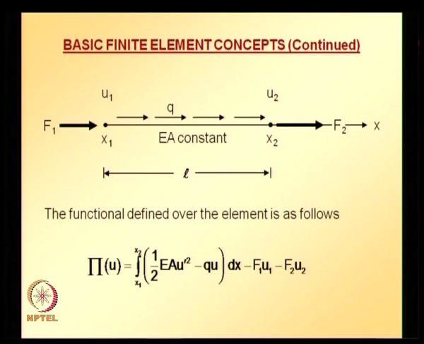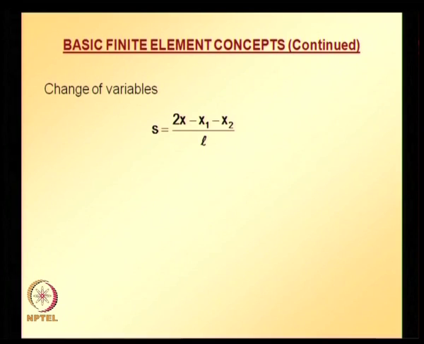So now, applying those things, you get the relation between the s coordinate system and the x coordinate system. Once again, the s coordinate system is defined in such a way that s equal to minus 1 coincides with x1, and s equal to 1 coincides with x2. So the relation between the x coordinate system and the s coordinate system is this. The advantage of doing this kind of mapping is that the limits of integration now become minus 1 to 1 instead of x1 to x2.